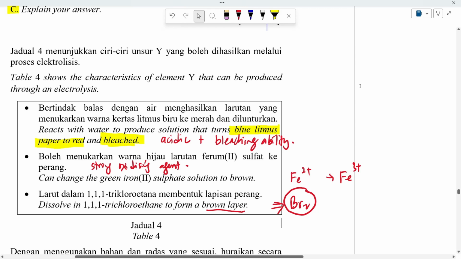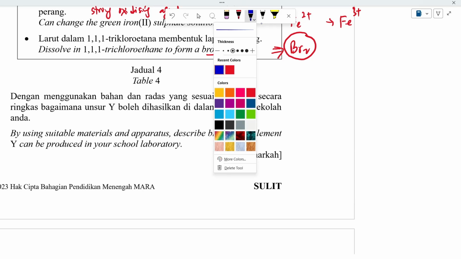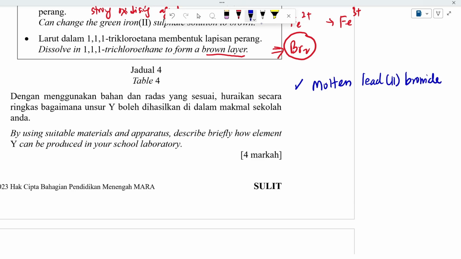If molten state, let's discuss first. If you want to use the molten state, meaning that you need to heat it, right? So what can you use? Molten what, so that it will produce the bromine? The most popular one in the molten state is the lead(II) bromide, no?